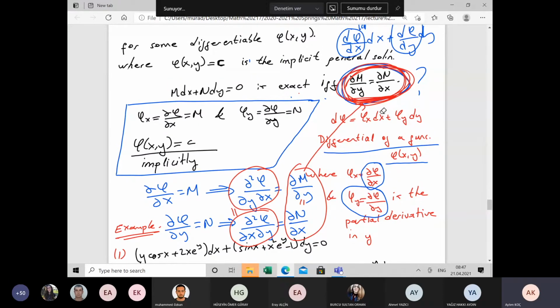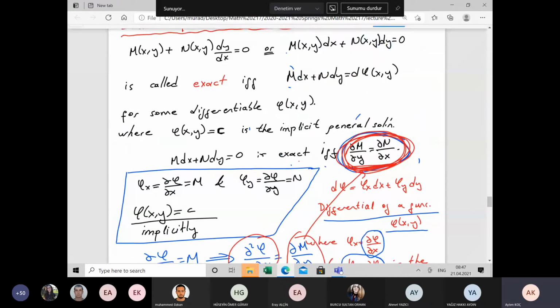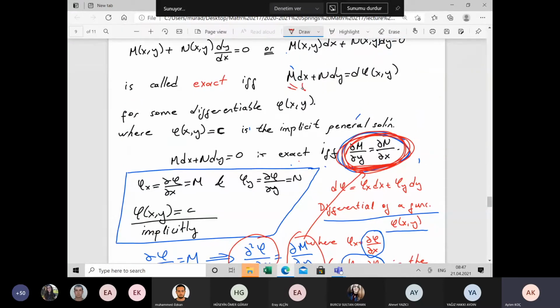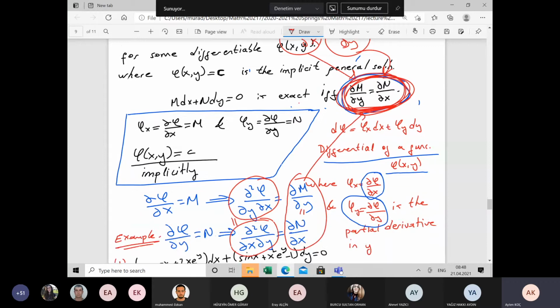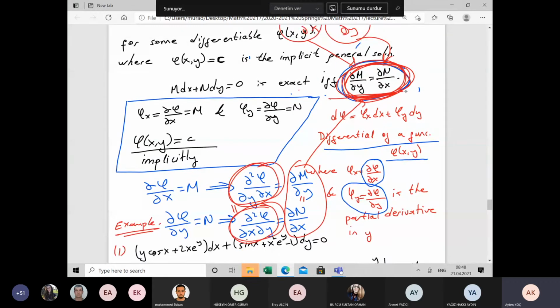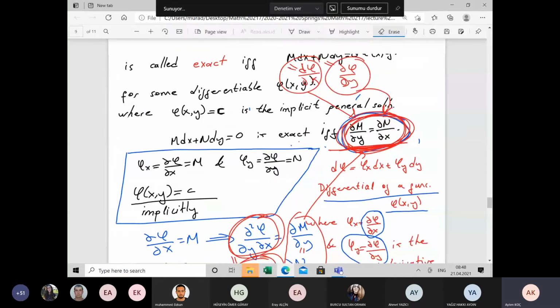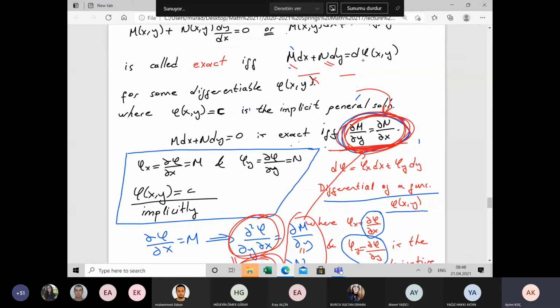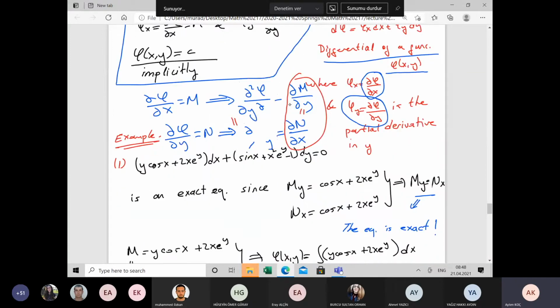If the coefficient of dx is M, this one is d phi over dx. If N is equal to d phi over dy, and we take the partial derivative with respect to y, and the partial derivative with respect to x, so we obtain this one and this one, so we obtain our condition. So we know here how to check whether our differential equation is exact or not. Use this equality.